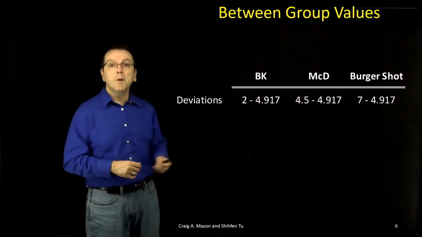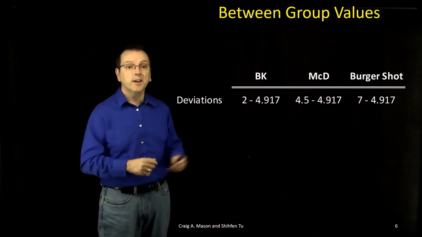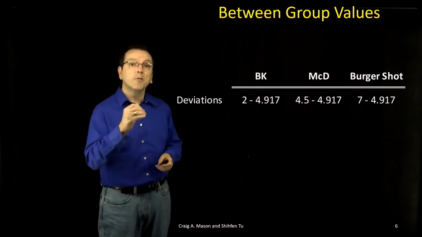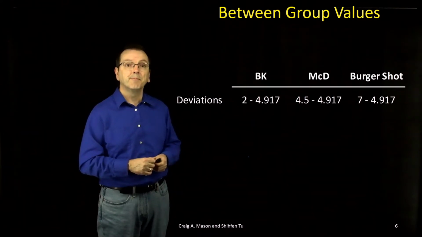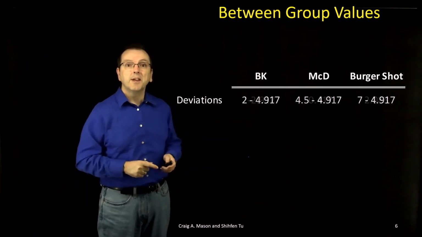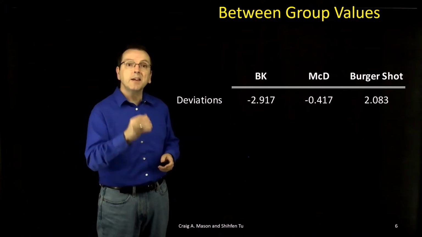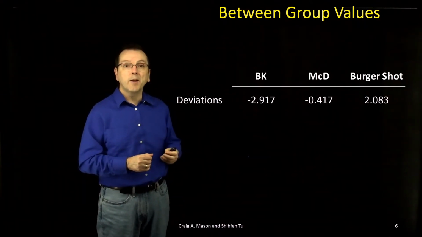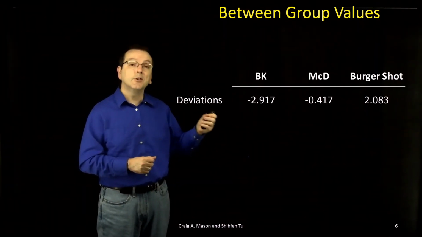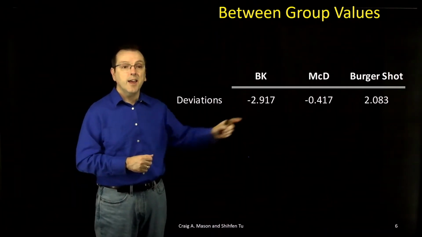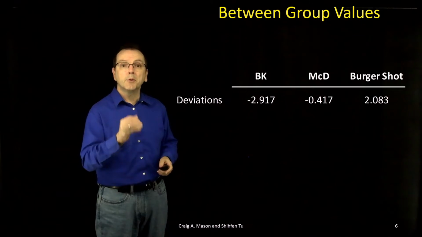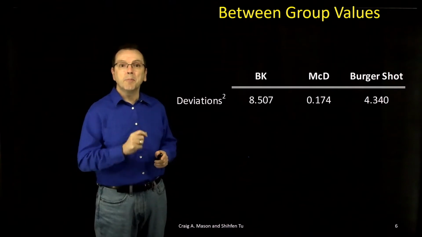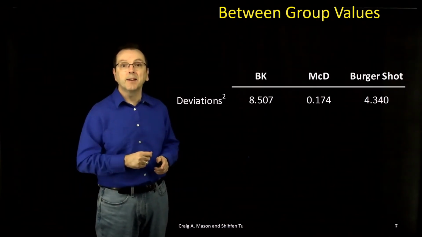That gives us 2 minus 4.917 for Burger King, 4.5 minus 4.917 for McDonald's, and 7 minus 4.917 for Burger Shot. If we solve those, that gives us our group mean deviations from the grand mean, which are negative 2.917 for Burger King, negative 0.417 for McDonald's, and 2.083 for Burger Shot. We then square these group mean deviations from the grand mean.